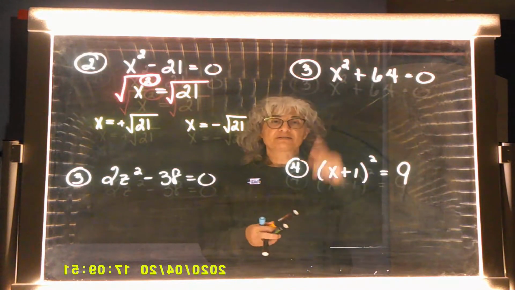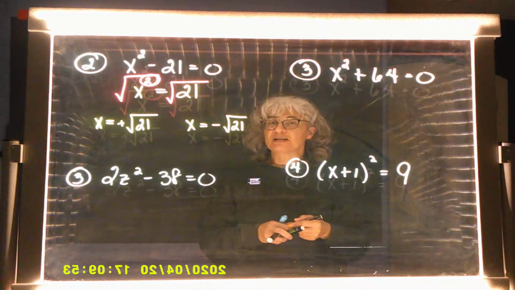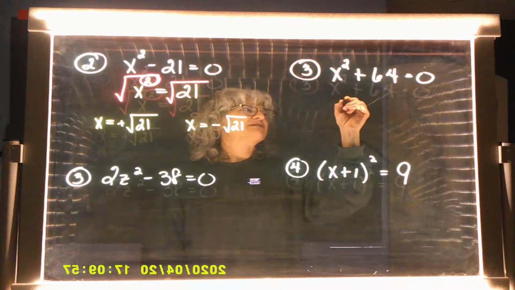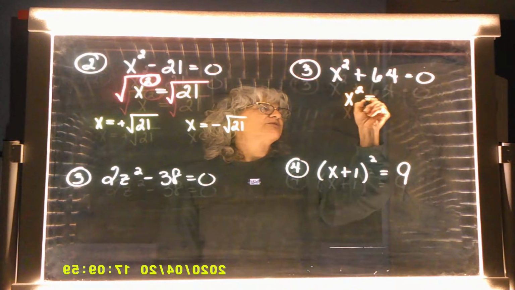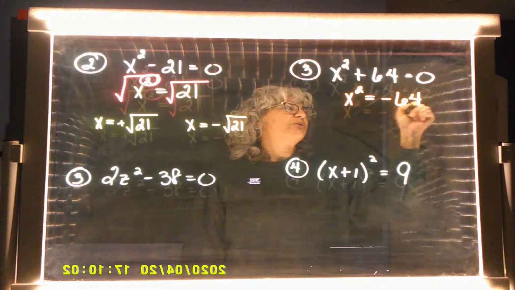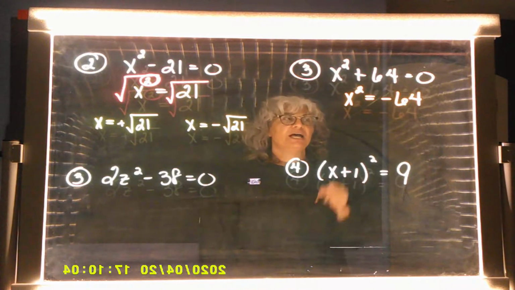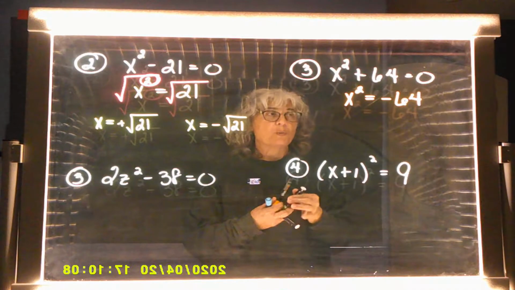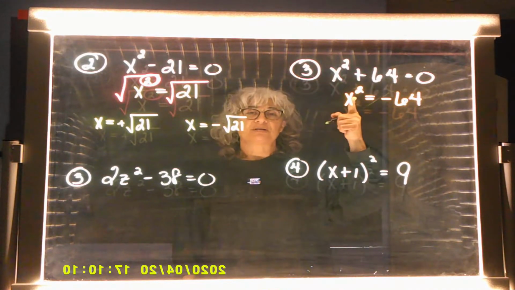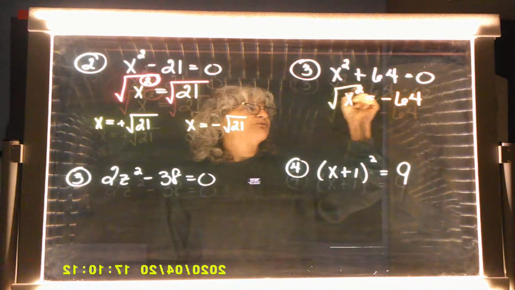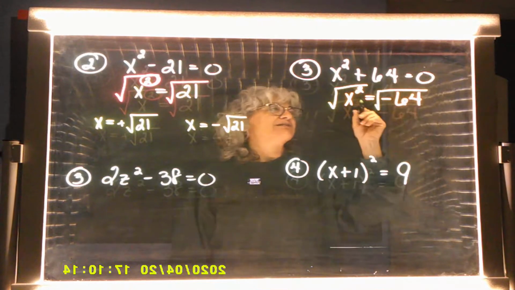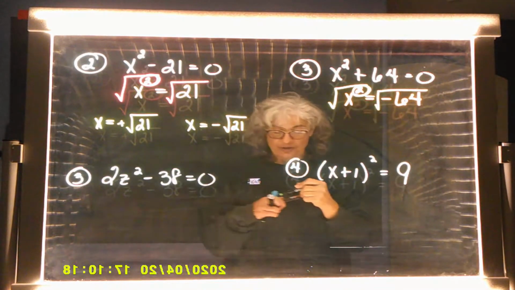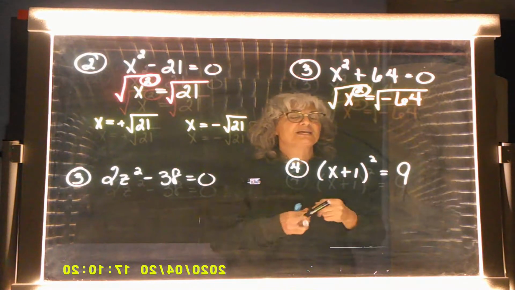Okay, let's look at problem number 3. Again, I'm trying to solve for x. I'm trying to get x by itself. So what's the first thing I need to do? Good, subtract the 64. So I end up with x squared equaling a negative 64. And then I need to get rid of that square, don't I? So what will cancel a square? Good, a square root on both sides. And I'm supposed to get how many answers? Excellent, 2 answers.